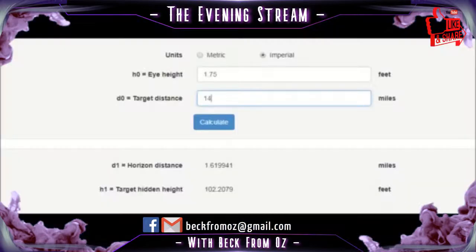And I do have some, okay, here we go. I'm going to pause it here. So eye height, I did 1.75 feet. And the target distance was 14 miles. And so that gives us a horizon we're supposed to have a horizon at 1.61 miles.